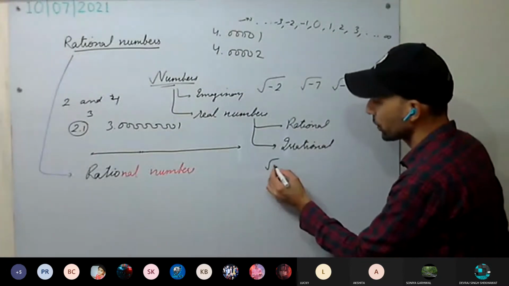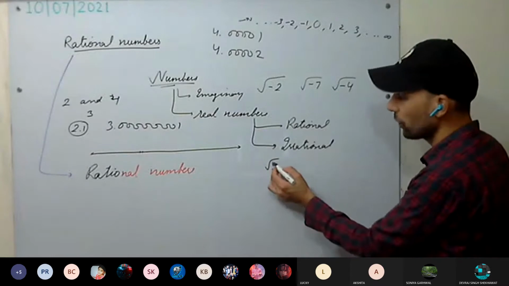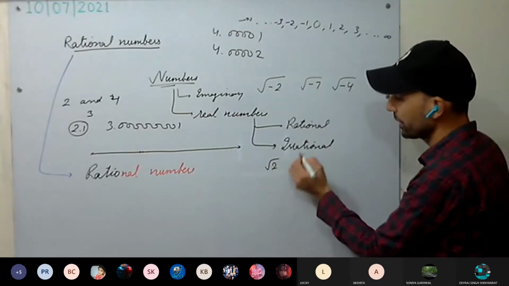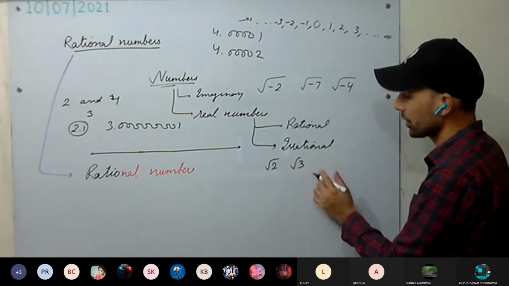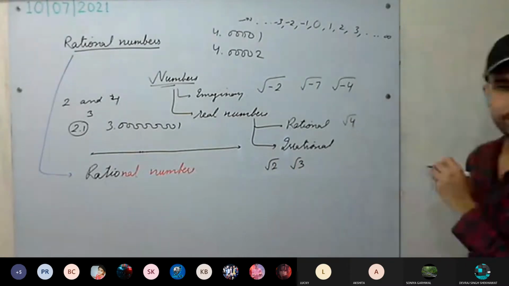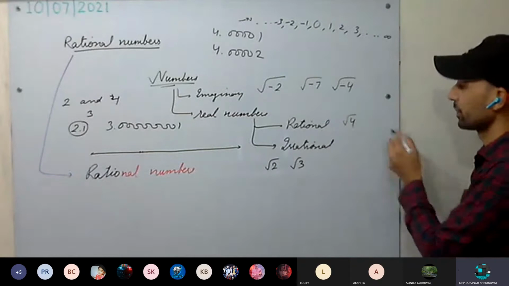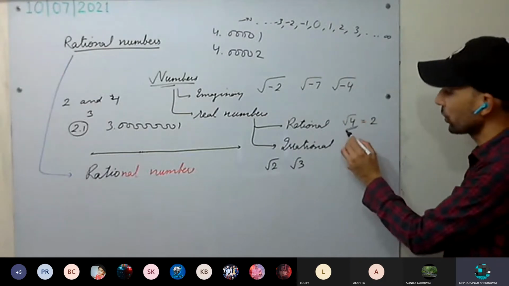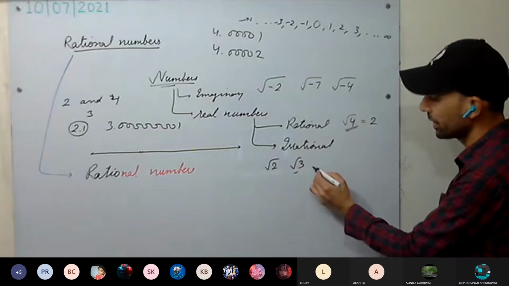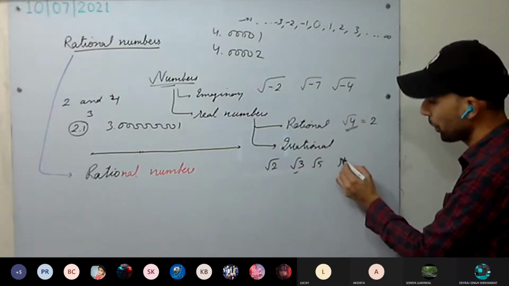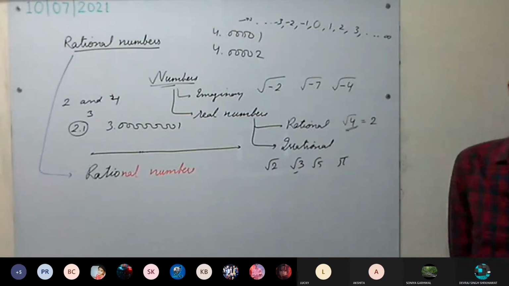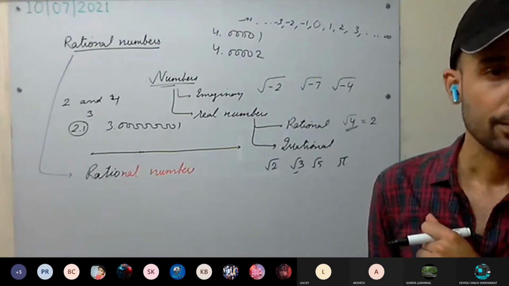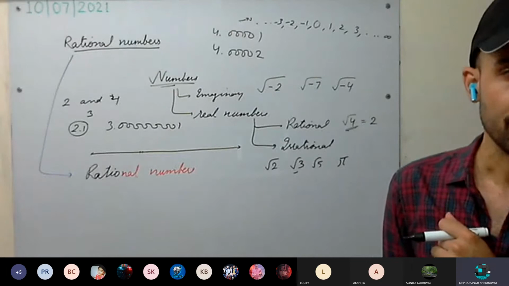Like root of 2. Root of 2 is not a perfect square, so its root is an irrational number. Root 3 is an irrational number. What about root 4? Sir, its root is 2. See here, 4 is a perfect square. Therefore, root 4 is a rational number. Root 5 is irrational. And pi is irrational. Yes or no? Pi is irrational.